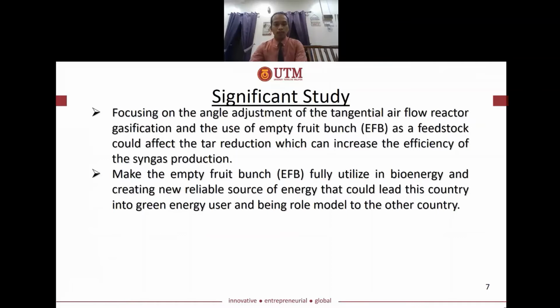Significant study. In the significant study, we're focusing on the angle adjustment of the tangential airflow reactor gasification and the use of empty fruit bunch, EFB, as a feedstock, which could affect the tar reduction and increase the efficiency of syngas production, make the empty fruit bunch fully utilized in bioenergy, and create a new reliable source of energy that could lead this country into a green energy user and being a role model to other countries.